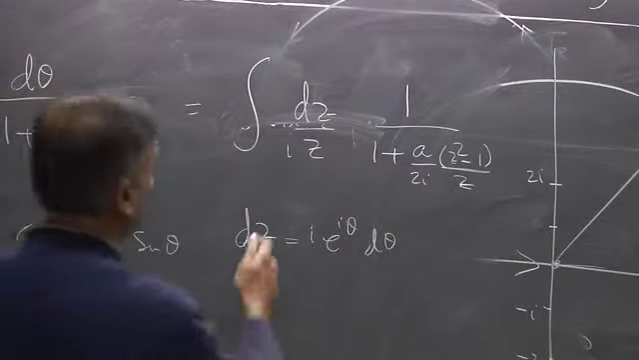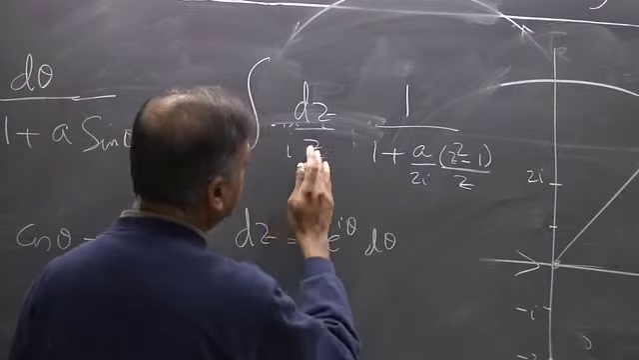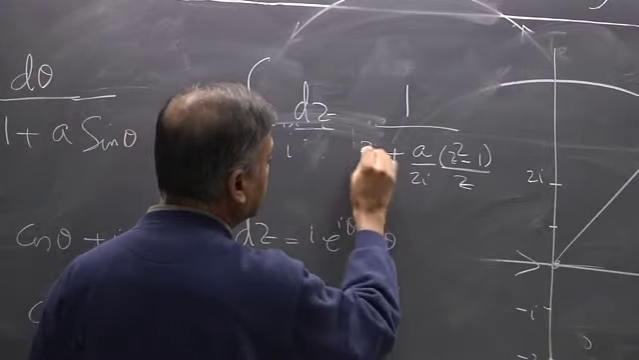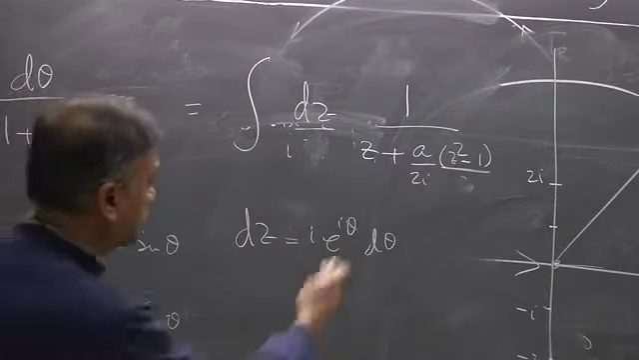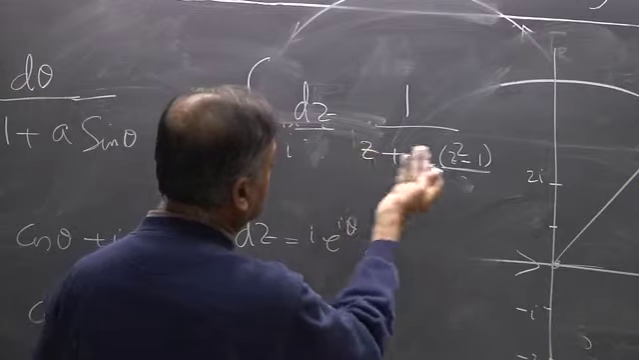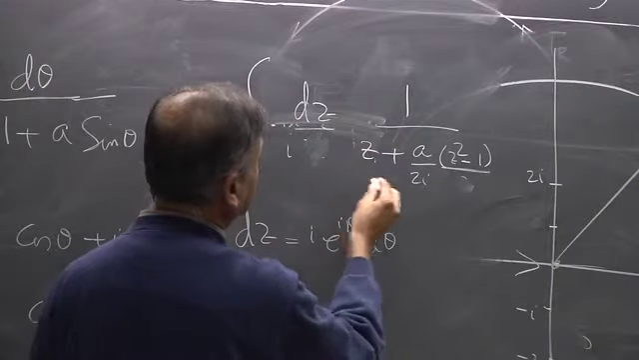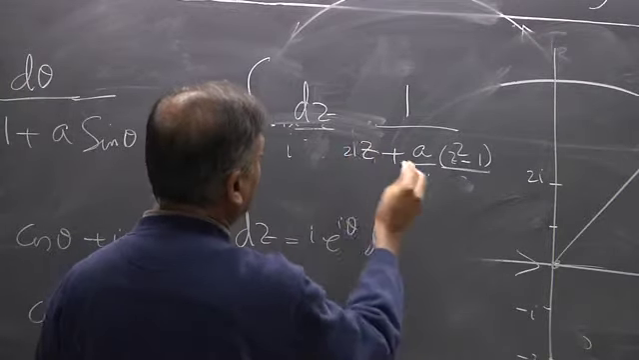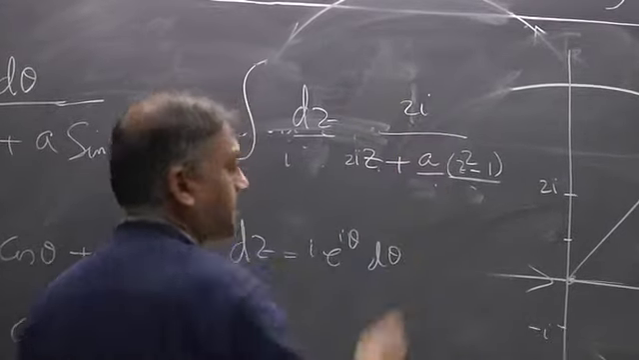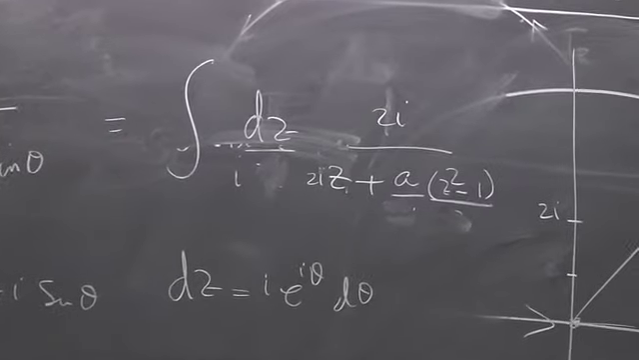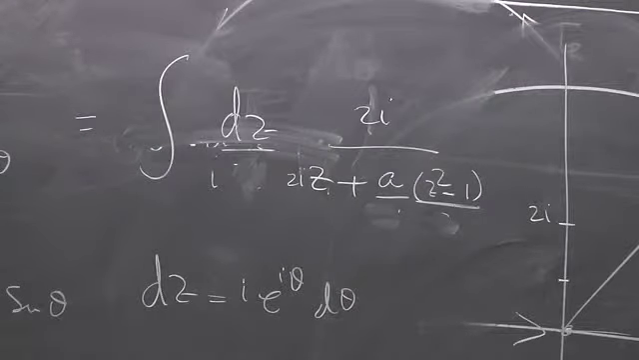And furthermore, let's also multiply the z inside. So this becomes z here, and that z cancels, right? And also just multiply by 2i. So this becomes 2i, and then this goes 2i up, right? Okay. So that's the integral we have to compute.